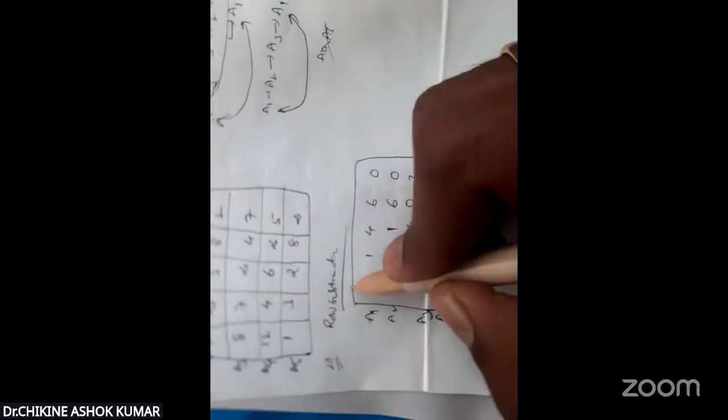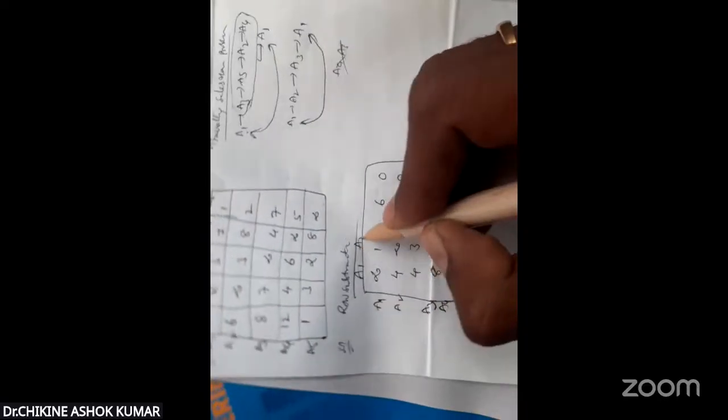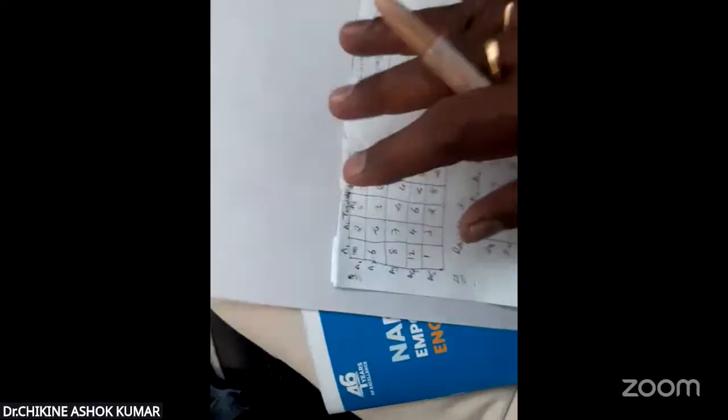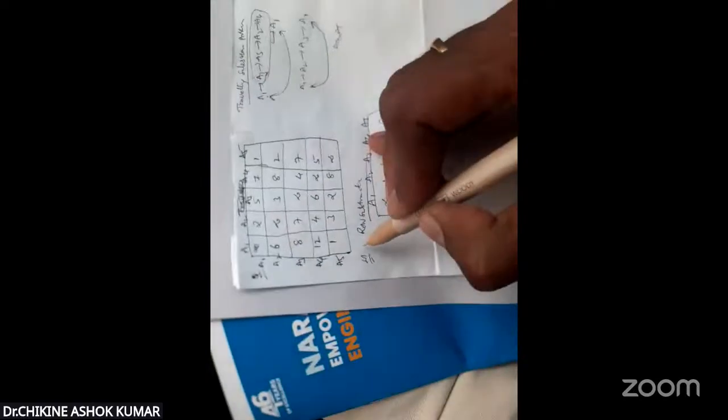The notations are A1, A2, A3, A4, A5 row wise, and similarly A1, A2, A3, A4, A5 column wise. Next, what is the next step? It is column wise subtraction. So I will do this. This is step 1, this is step 2: column subtraction.